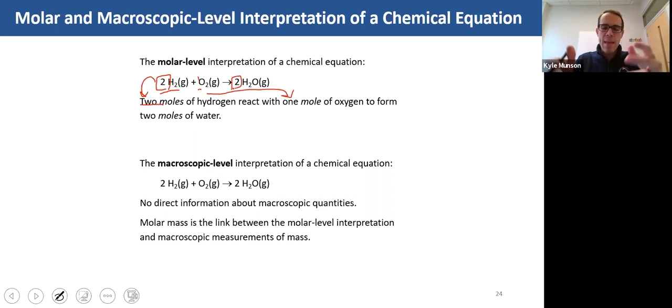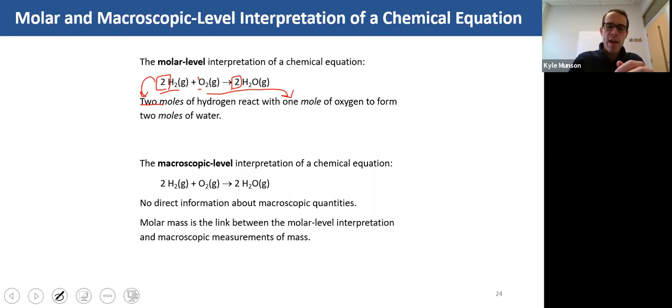Another way is the macroscopic level interpretation of a chemical equation. What it tells us is maybe you have a certain number of grams of hydrogen reacting with a certain number of grams of oxygen in the laboratory. It depends on the experiment you're doing, and you want to tell how many grams of water you're producing from this reaction.